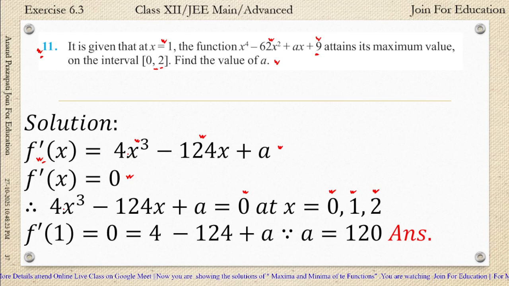Therefore the value of the first derivative when x equal to 1 is 0, according to the question. So 4 into 1 to the power 3 equal to 4, and 124 into 1 equal to 124. So here it will be 4 minus 124 plus a equal to 0. Therefore a will be 120. So this is the answer of this question. Hope there is no problem understanding the solution of this question.